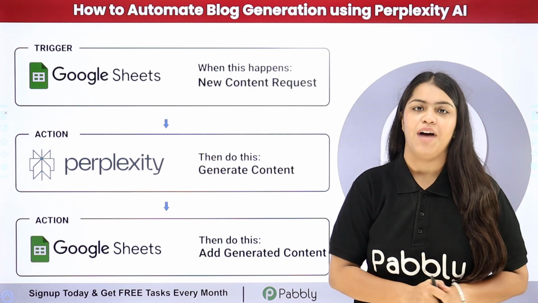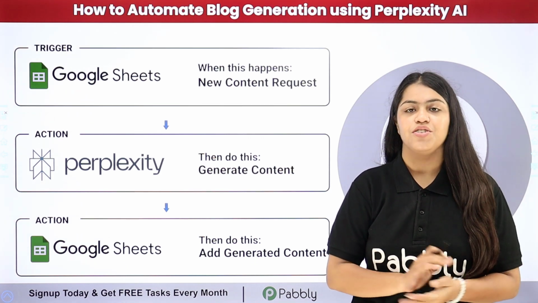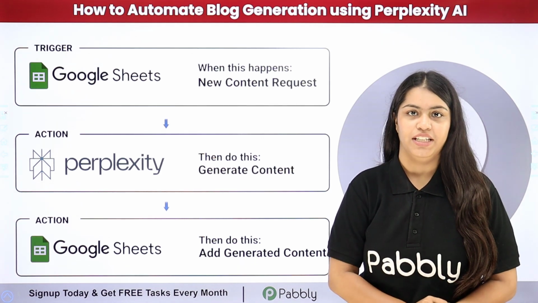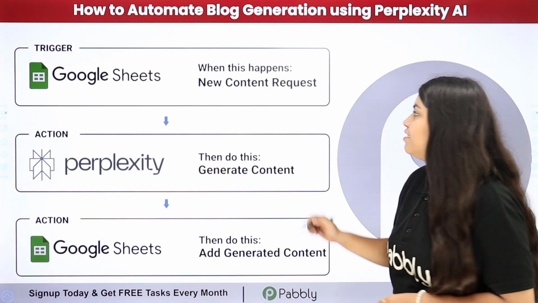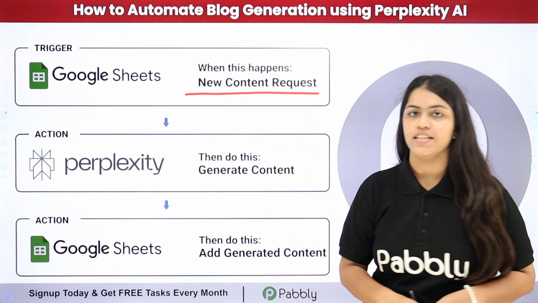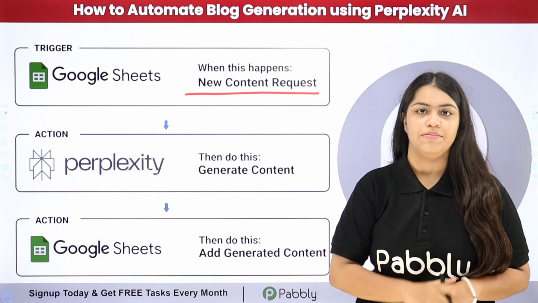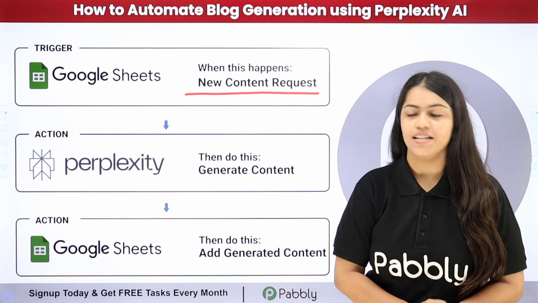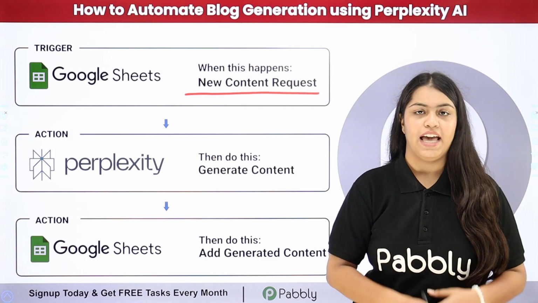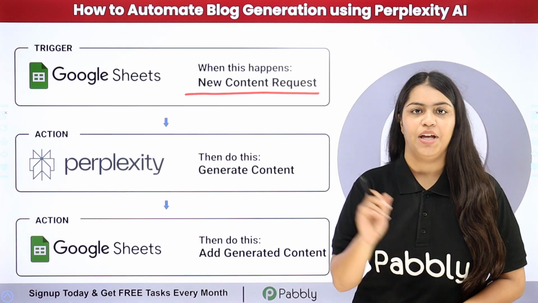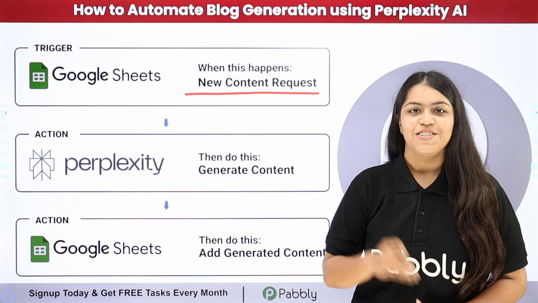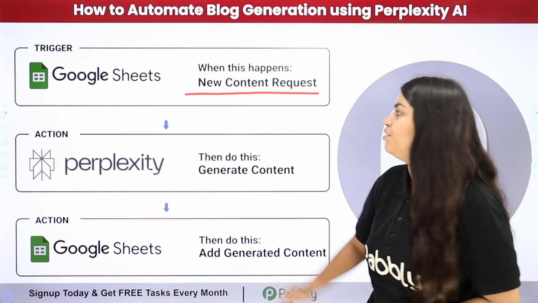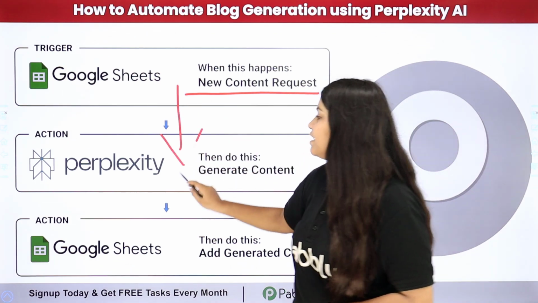So I'm running a digital marketing agency, and for that we generate content for our clients regularly. So to streamline this process, what I want is that as soon as I add a new content request in my Google Sheets, automatically with the help of the same details, a content should be generated with the help of Perplexity AI, and that content should be added to my Google Sheets again so that my team can review and finalize it. So to do this, we are going to create a connection between Google Sheets and Perplexity AI.